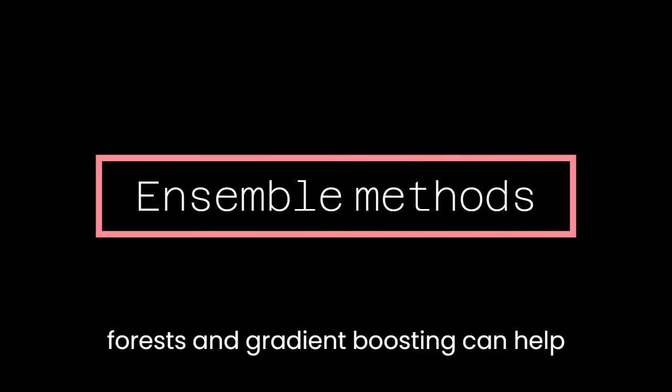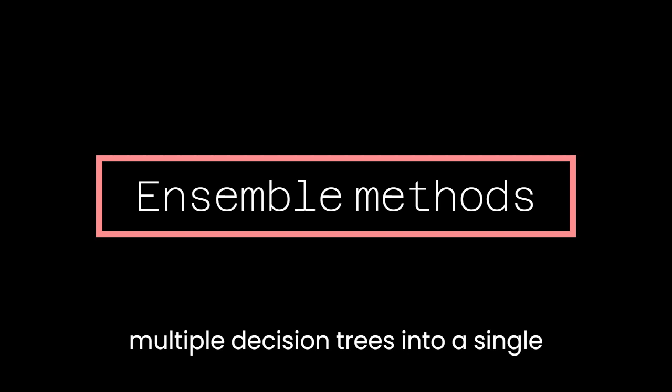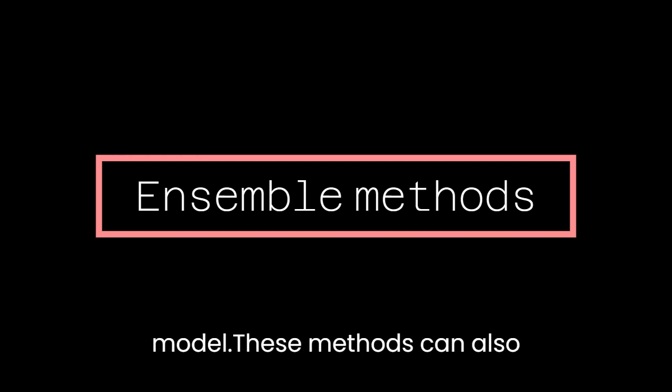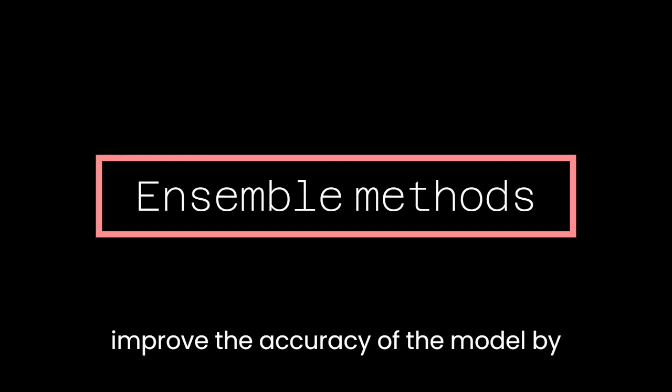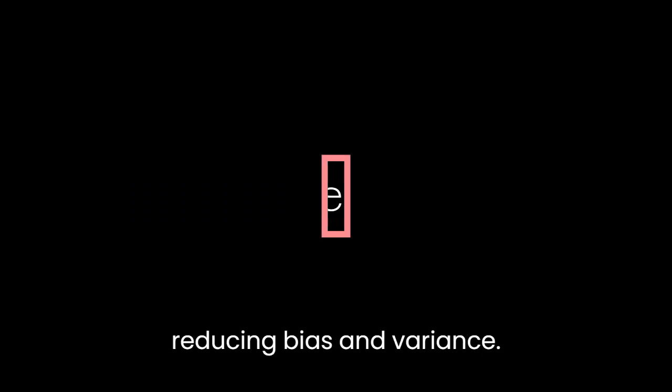Ensemble methods. Ensemble methods such as random forests and gradient boosting can help to reduce overfitting by combining multiple decision trees into a single model. These methods can also improve the accuracy of the model by reducing bias and variance.